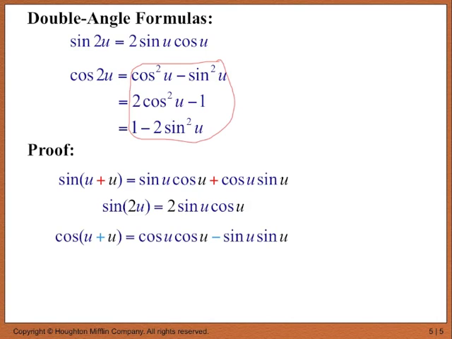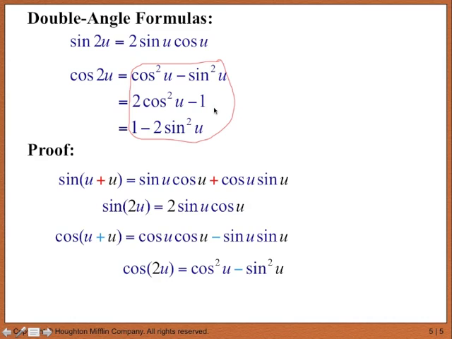Cos of u plus u is the same as cos 2u, and that, using the sum and difference formulas, gives us cos u cos u minus sine u sine u, and that is the same as cos squared u minus sine squared u. And these other forms up here that I circled in red are really just consequences of the Pythagorean identities.